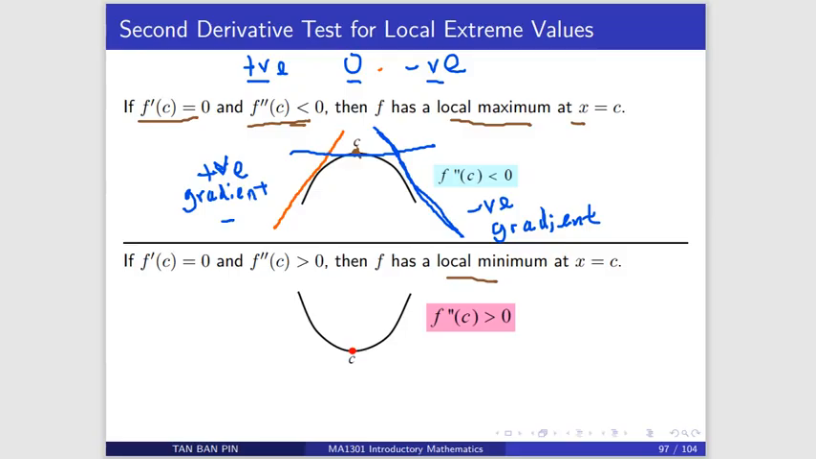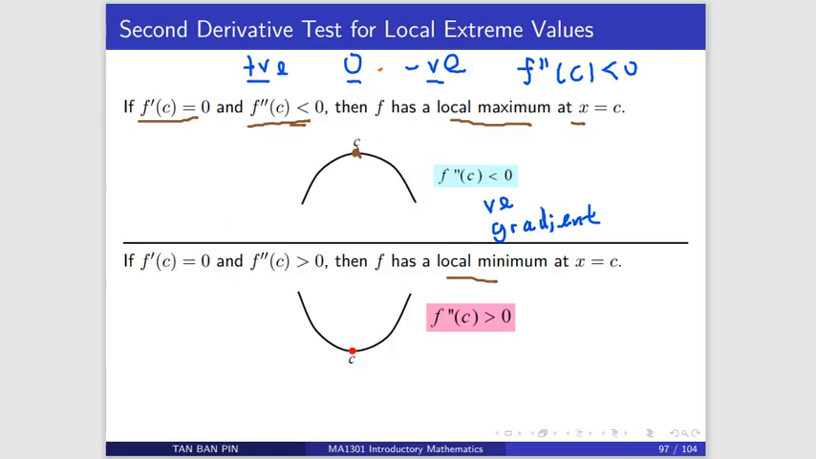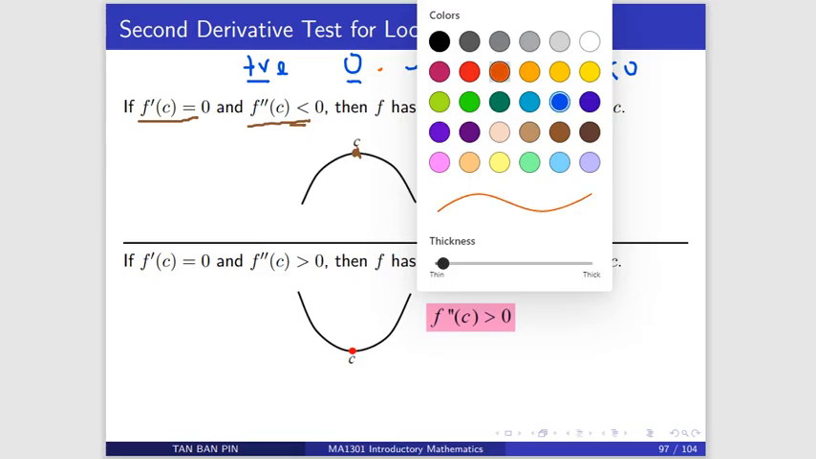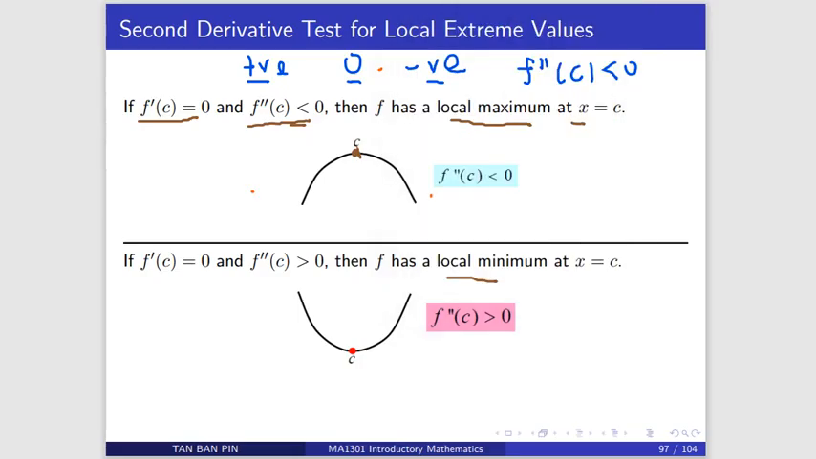So if you have decreasing gradient, it means your second derivative must be negative. So that's why you can use the second derivative to test for a turning point. For a maximum point, the gradient changes from positive to 0, then to negative. So if f double prime C is negative, then you know that it's curving down, so it must give you a maximum point.